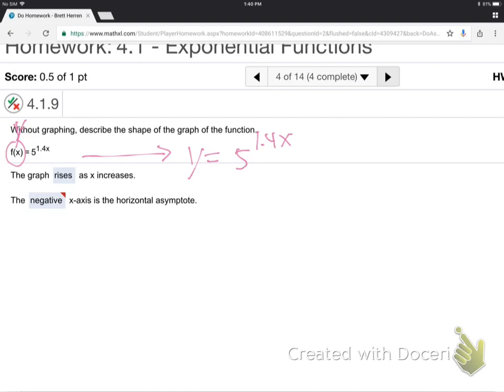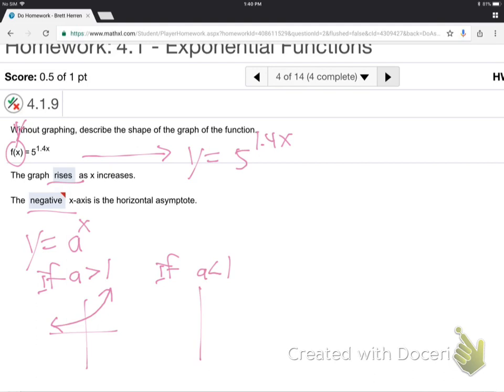Now, what does that mean about how you know whether it rises or falls, positive or negative, all that? Well, I gave you some examples. Let me just remind you. Could I call it a^x? I said if a is greater than 1, then it's a graph like this. And if a is less than 1, it's a graph like that.